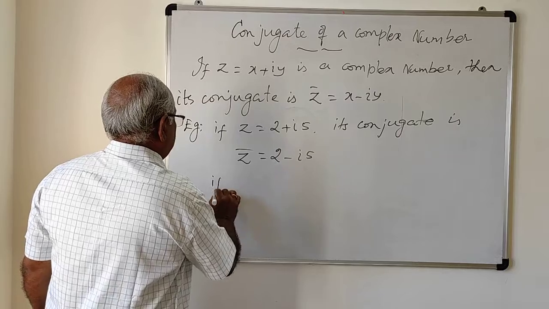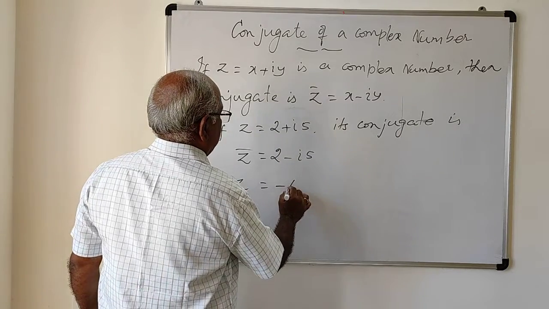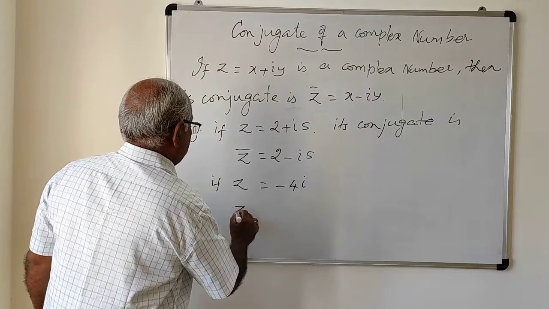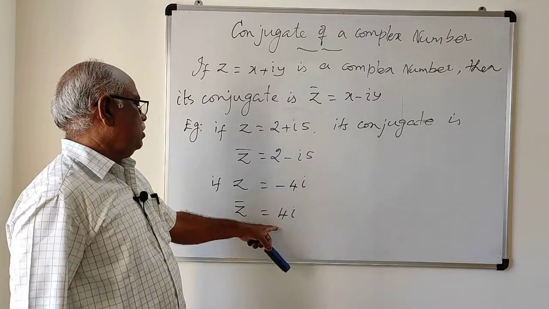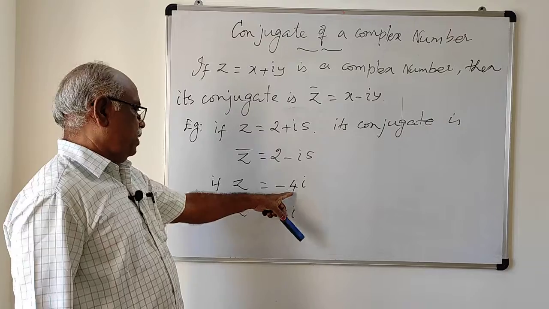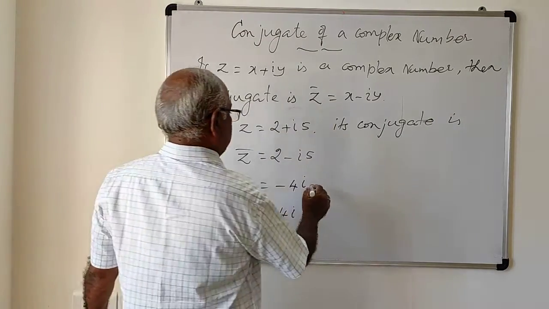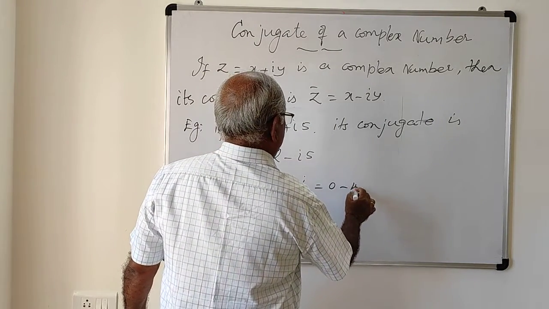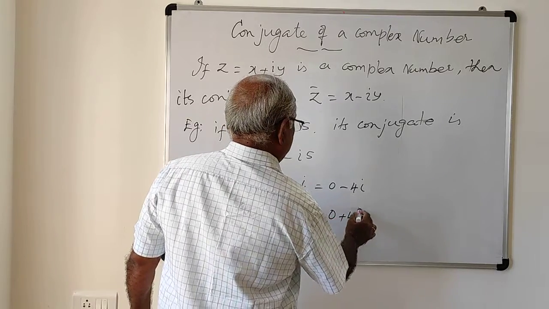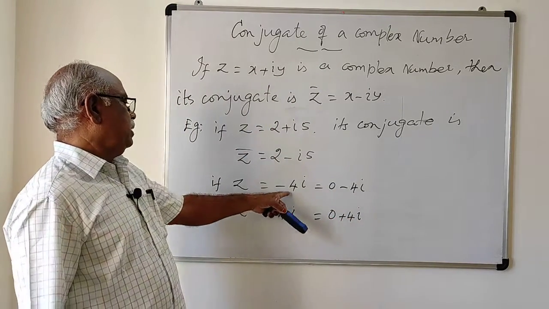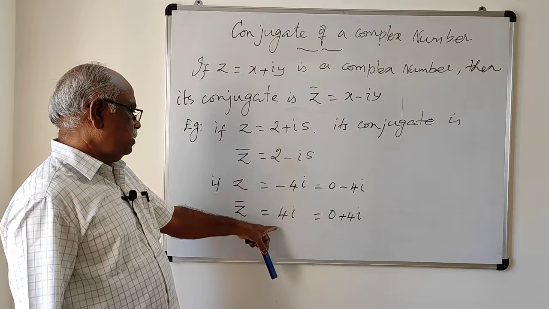One more example. If z is minus 4i, that is 0 minus 4i, then its conjugate z bar is 0 plus 4i. So simply, z is minus 4i and its conjugate is 4i.